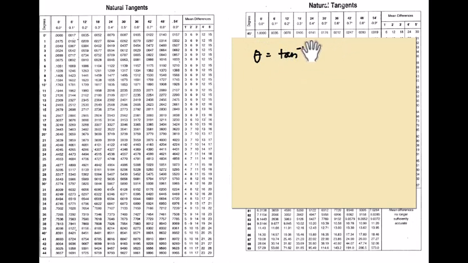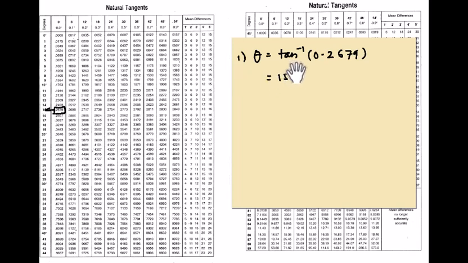say 0.2679. Now remember, you are always trying to find a number which is as close to this number or slightly less than this number, so that you can add the mean difference, right? So for example, this is very easy. You can easily see here theta for 0.2679 is located right here. So it is turning out to be 15 degrees and 0 minutes.